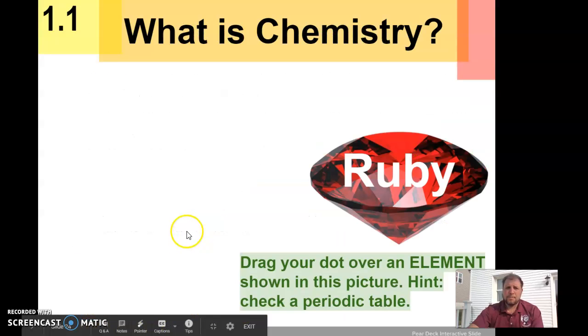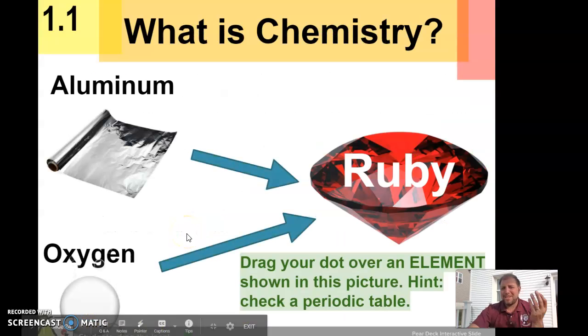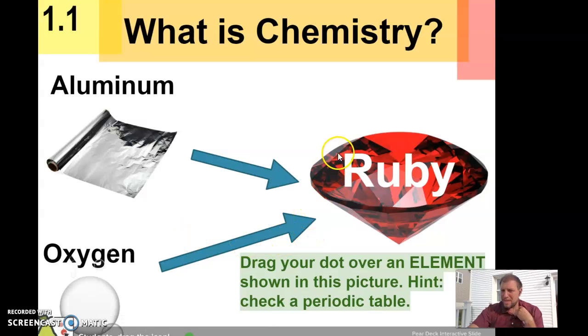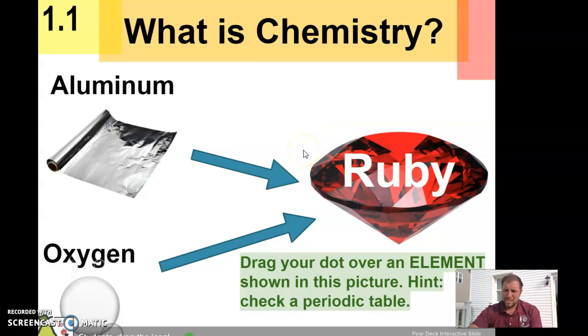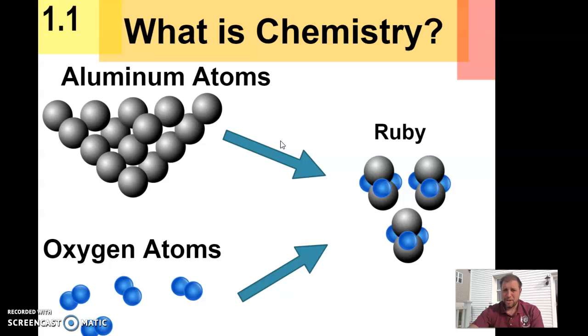Okay? So, just another example. I bet you didn't know this. Rubies are just made of aluminum and oxygen. The same thing that you breathe combined with the foil that you put over food makes ruby, but only under specific conditions. It doesn't just happen willy-nilly. If you know how to combine them in the exact right way, then you can make rubies at home. There's YouTube videos of it. You can look it up.